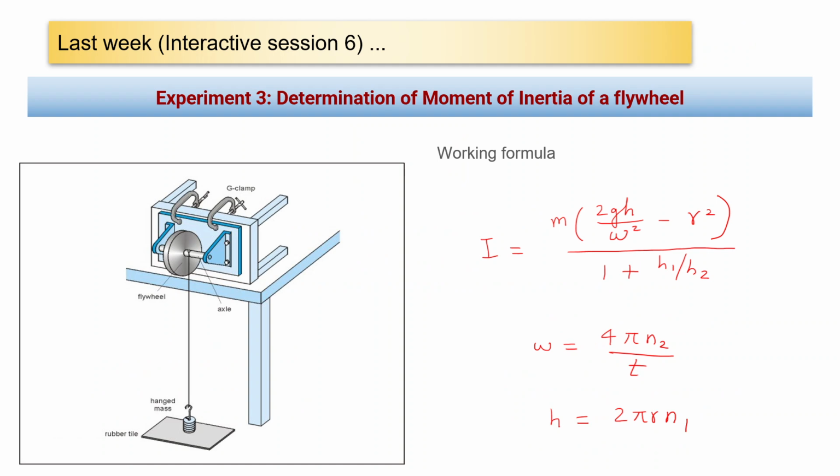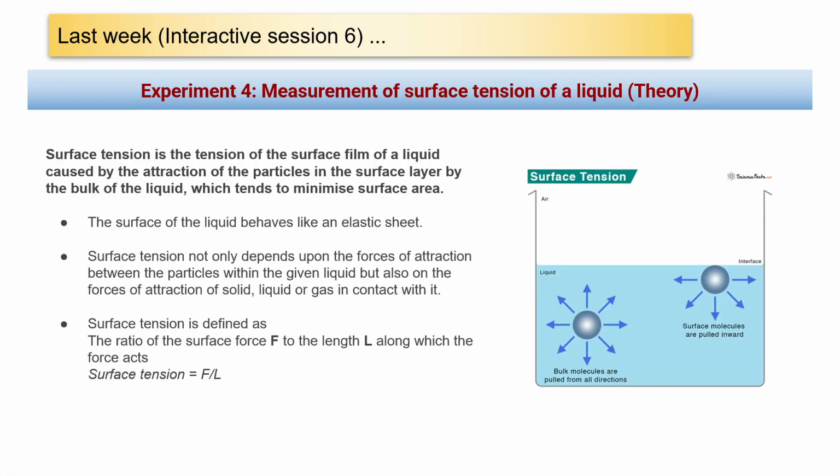Last week we discussed the experiment of determining the moment of inertia of a flywheel. Before that we had also tried to calculate the moment of inertia of differently shaped bodies, and then this was the experiment on determining the moment of inertia of a flywheel particularly, where we had derived the working formula, which is as shown here.